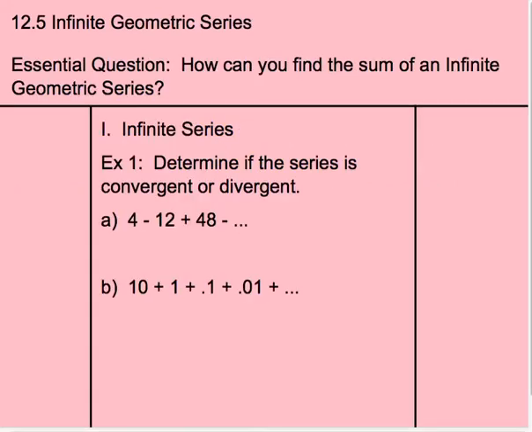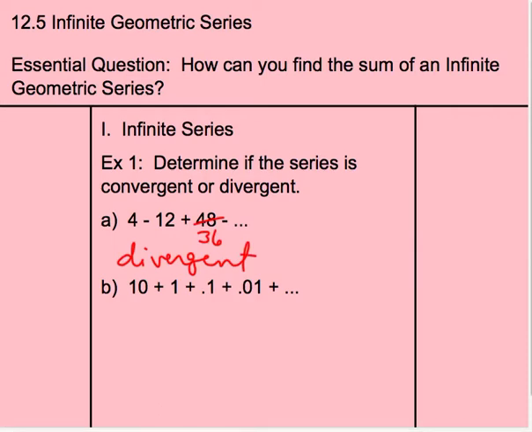So our first example is just determining whether or not the series is convergent or divergent. So we have to figure out the common ratio. Part A, if we take negative 12 divided by 4, we get a common ratio of 3. That doesn't really hold for this one, so we'll just pretend that's 36. And we'll say that this is divergent.